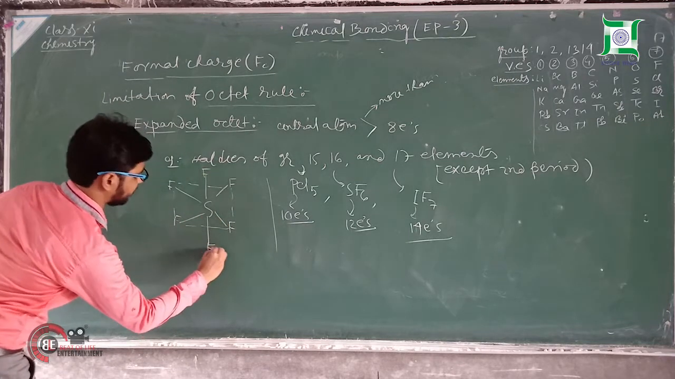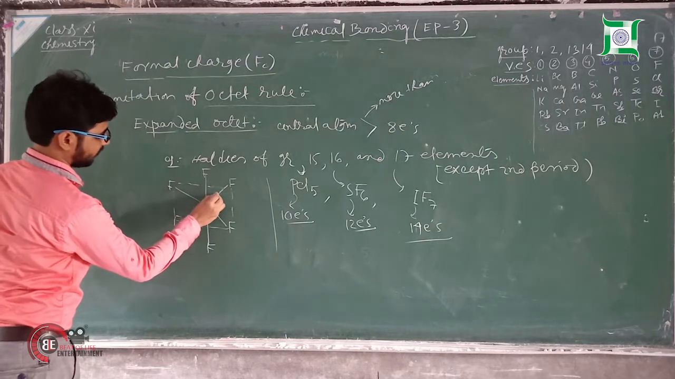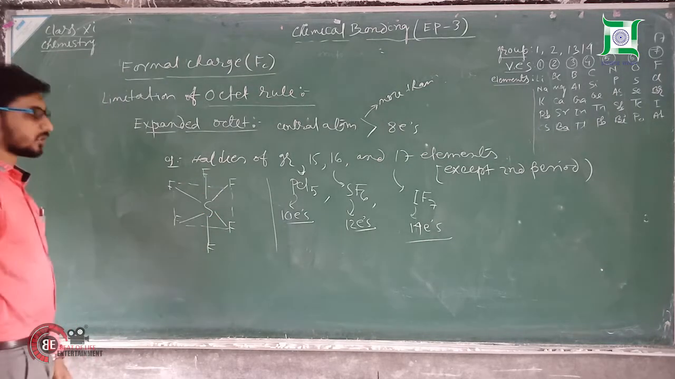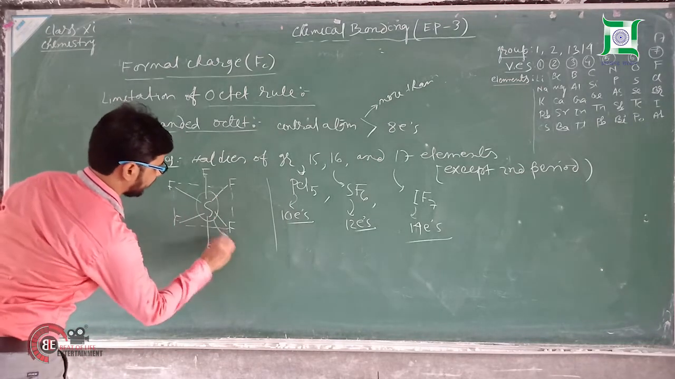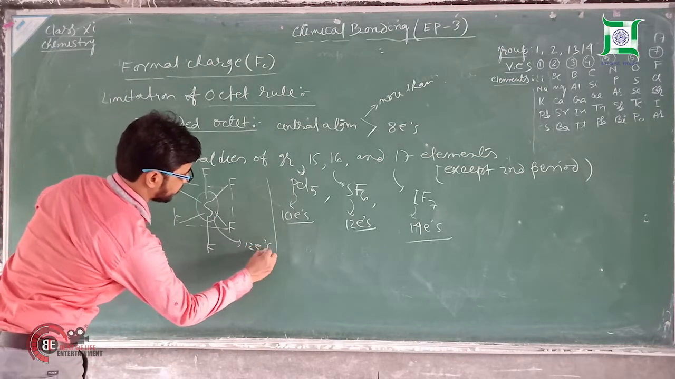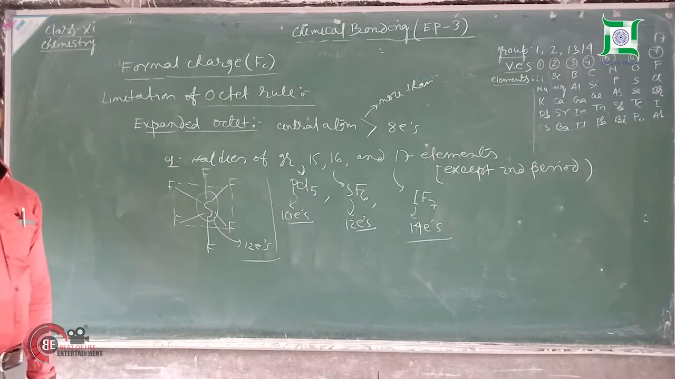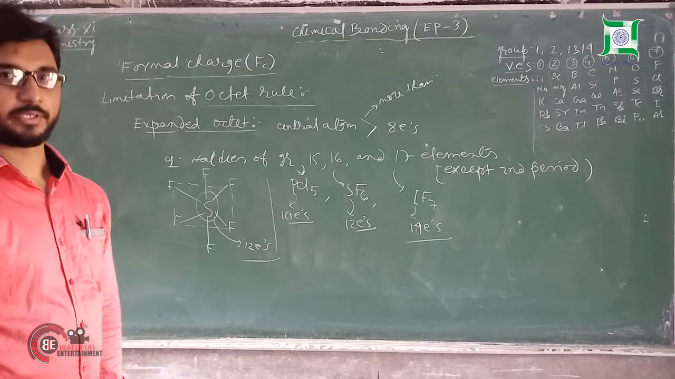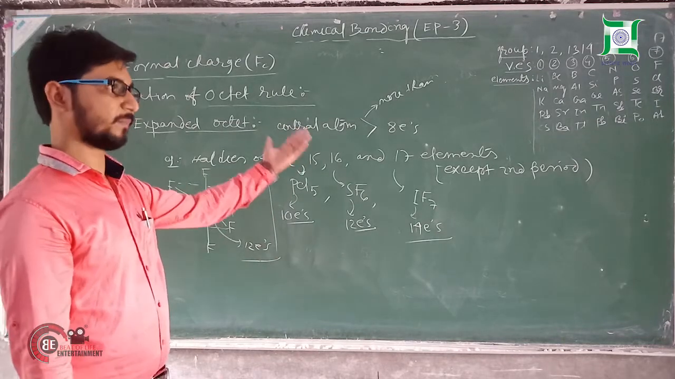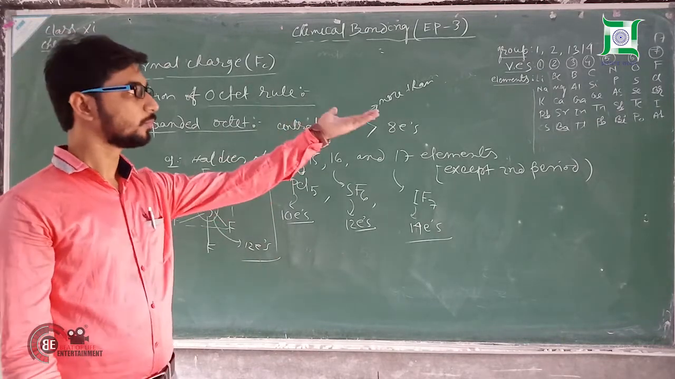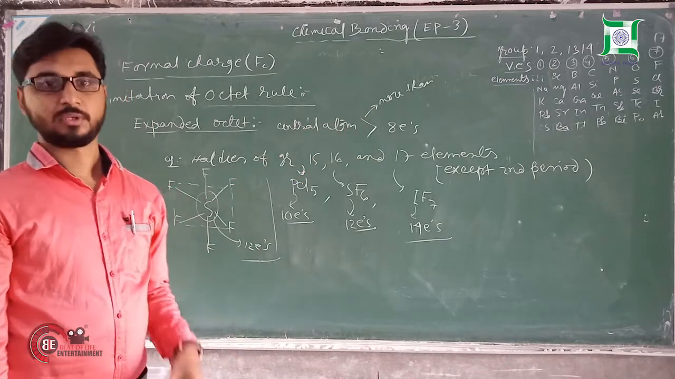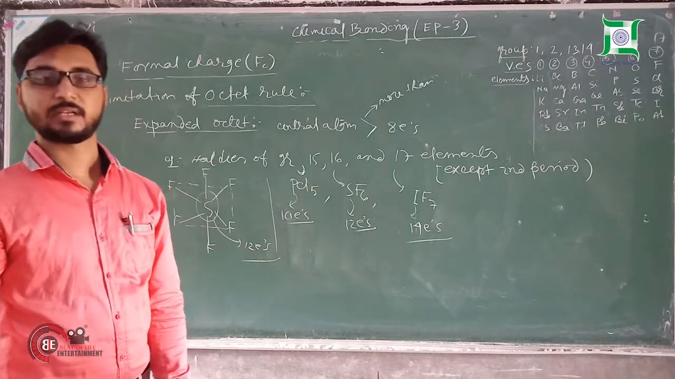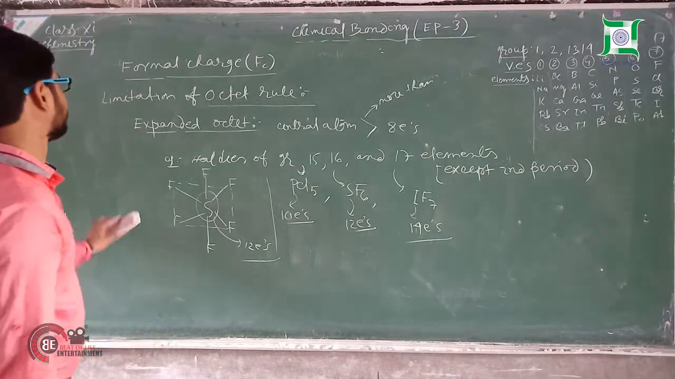So here is total 1, 2, 3, 4, 5, 6 covalent bonds. So surrounding sulfur there are 12 electrons. Similarly, these are the limitations of the octet rule, where a few compounds, like group 13 halides, show incomplete octet, and group 15, 16, 17 element halides show expanded octet.